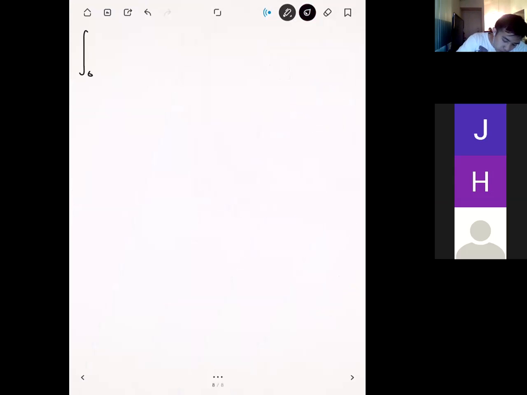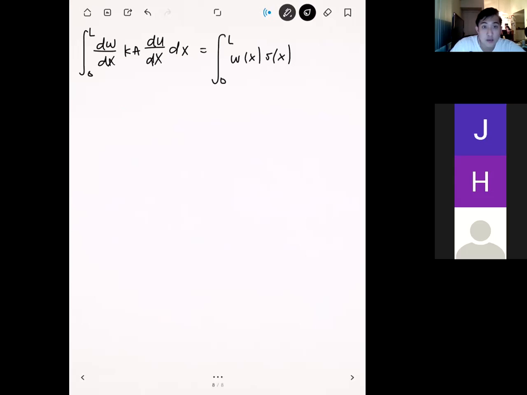So I'm going to start with the derivative terms. We have an integral from 0 to L of dw/dx times Ka du/dx dx. And this is equal to the integral from 0 to L of w(x) s(x) dx. You notice I moved the derivative term over to one side of the equation, and this will be more convenient once we're applying our finite element form. Then we have our body forcing term, or our body heating term.